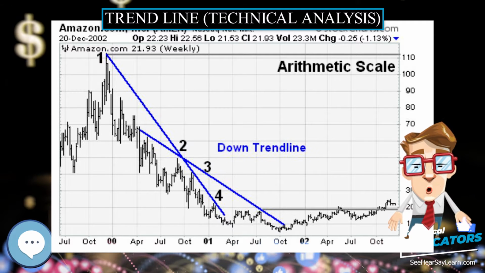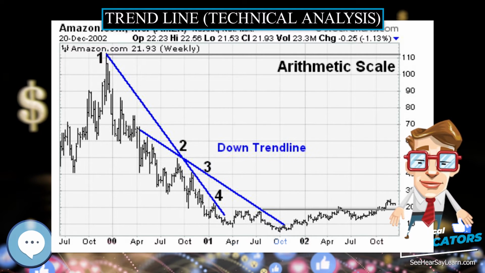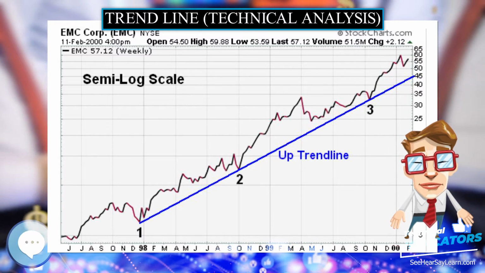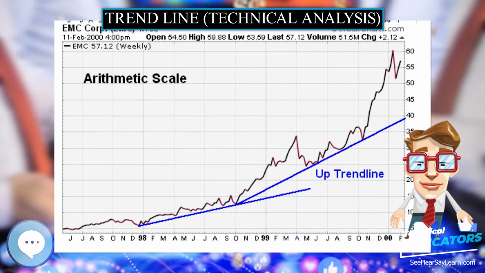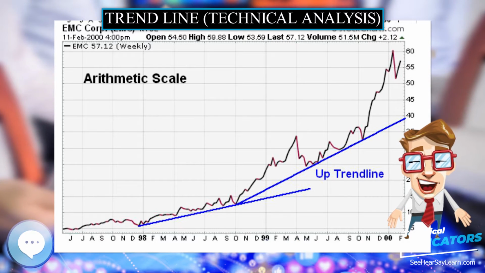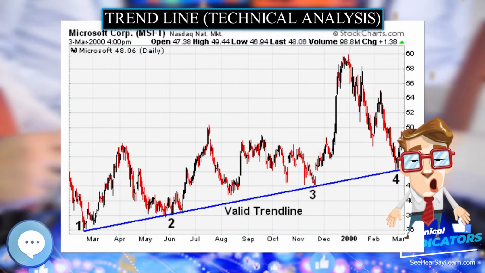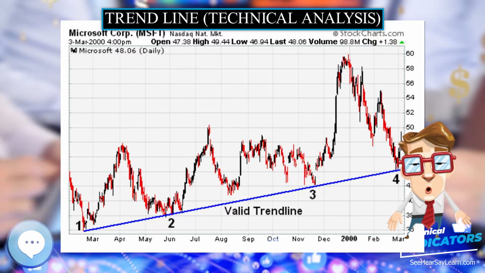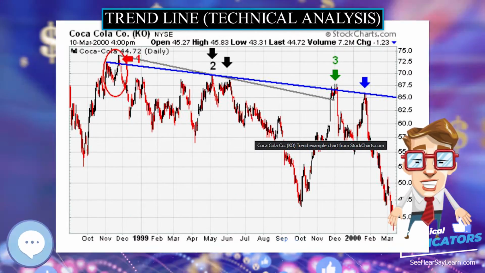A support trend line is formed when a security's price decreases and then rebounds at a pivot point that aligns with at least 2 previous support pivot points. Similarly, a resistance trend line is formed when a security's price increases and then rebounds at a pivot point that aligns with at least 2 previous resistance pivot points.